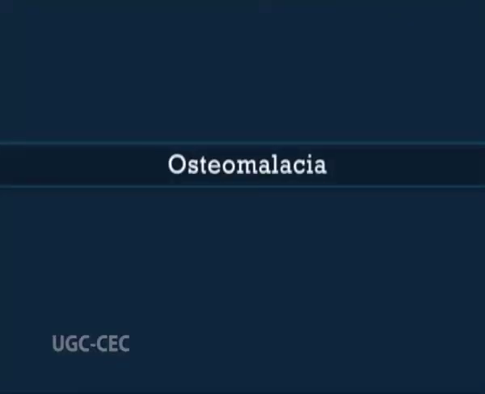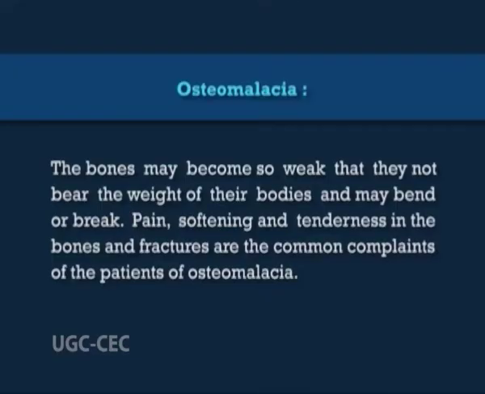Osteomalacia. A condition similar to rickets may develop in adult women due to lack of vitamin D. This deficiency disease is common among women who have had many pregnancies and have nursed their children for long periods. The bones may become so weak that they cannot bear the weight of their bodies and may bend or break. Pain, softening, and tenderness in the bones and fractures are the common complaints of patients with osteomalacia.